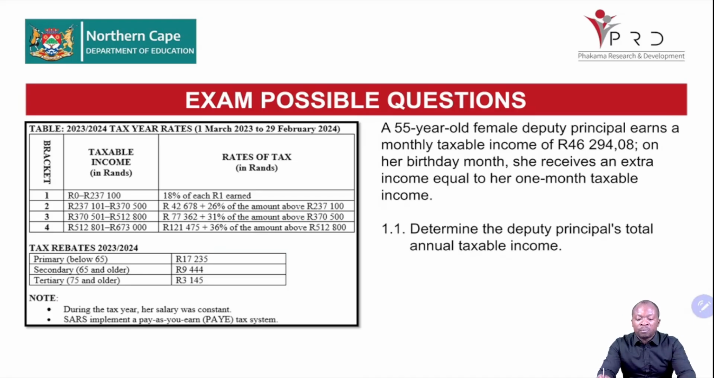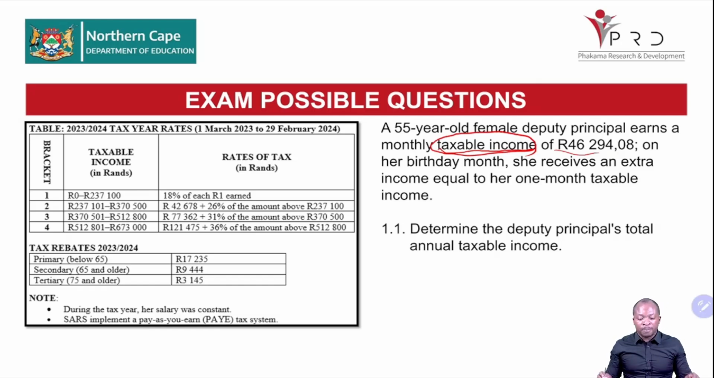The first one: a 55-year-old female deputy principal earns a monthly taxable income of 46,294 rand and 8 cents. On her birthday, she received an extra income equal to her 1 month taxable income. So as you read, remember, once they use taxable income, then you don't go and subtract anything. It means all that is allowable in terms of deductions has been done already. So yours is to use those values to start the calculation. But this time, they gave it for 1 month.